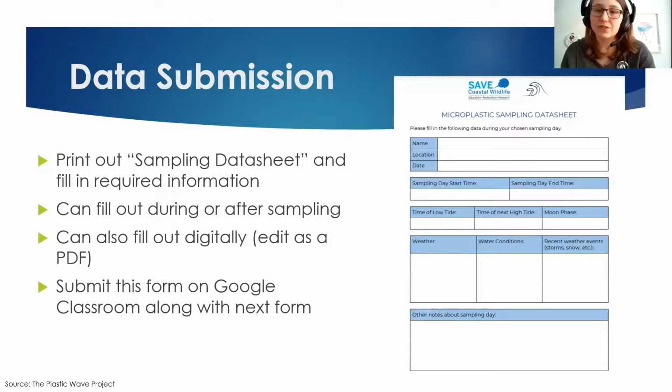So things you'll include on this, just your name, wherever you took your samples, the date. What's interesting about their study is that they have you include things like when did you go out and sample, like the time of day. They want to know things like the time of the low tide and the time of the next high tide and the phase of the moon. And while you're out there, you want to take some notes about the weather conditions. Was it sunny out? Was it rainy out? Was there recently a snowstorm? Things like that. And then you could also include some notes in there as well.